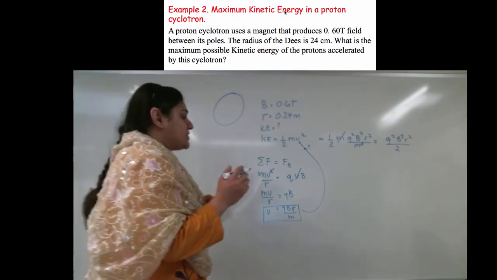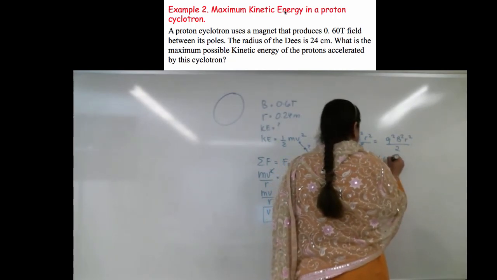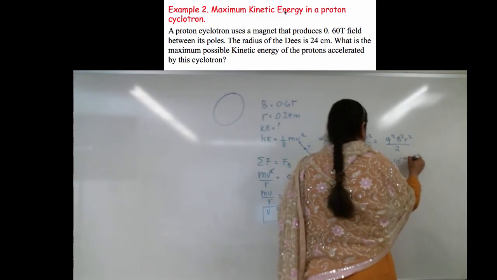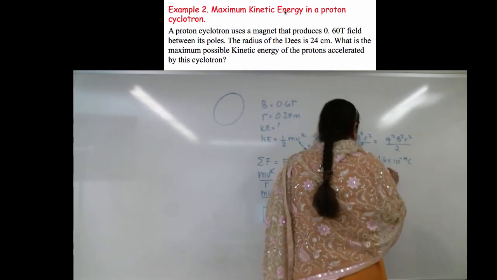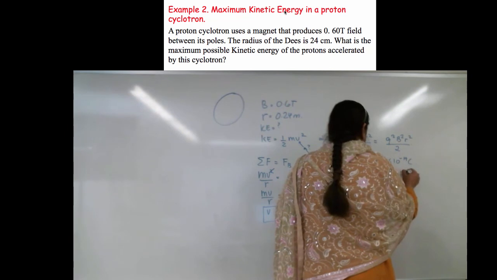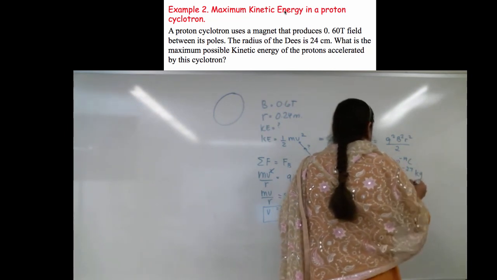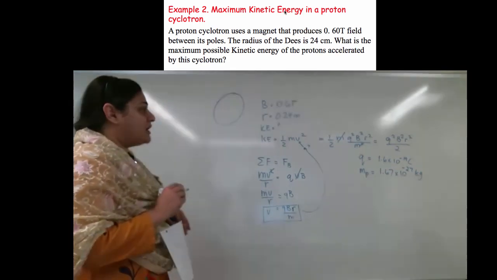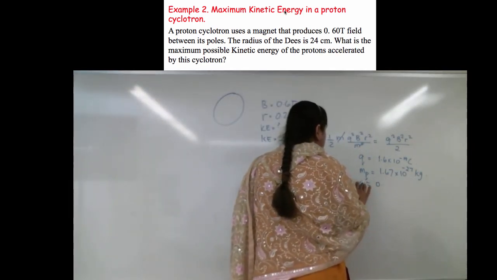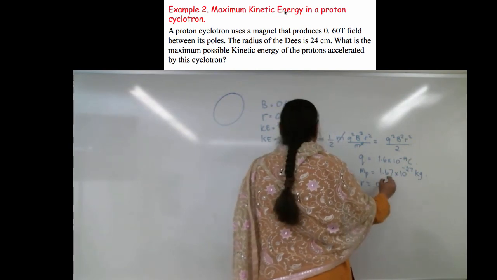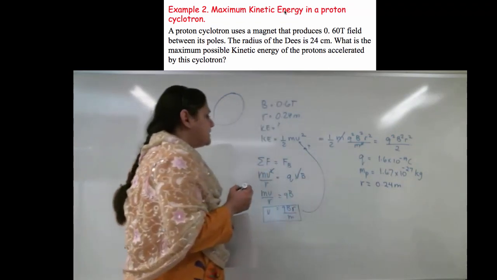What is the charge on the proton in this case? It'll be 1.6 times 10 to the minus 19. What would be the mass of the proton? In kilograms, it is given by 1.67 times 10 to the minus 27 kilograms. r is given by 0.24 meters. And that's pretty much all you need, right?